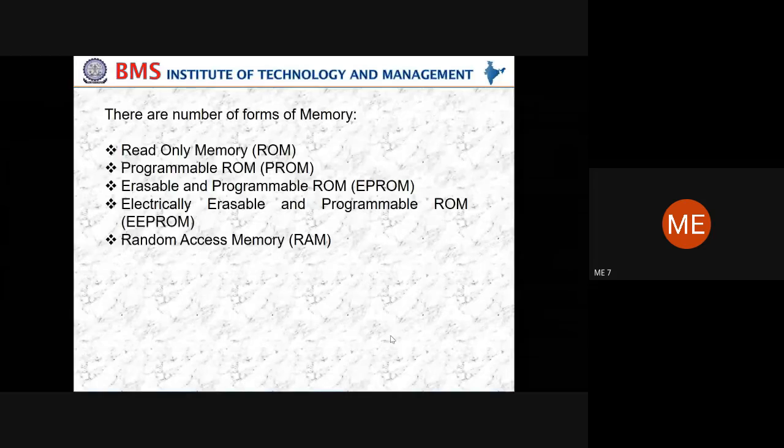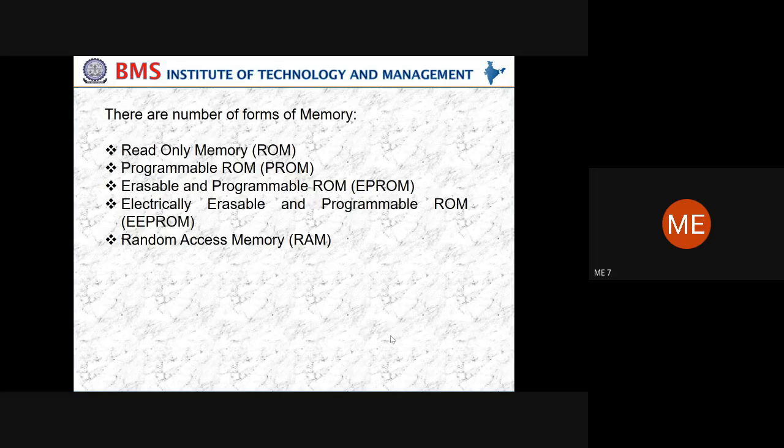Then subsequently we have one more, called the electrically erasable and programmable ROM, EEPROM, wherein rather than using ultraviolet rays, you apply a very high voltage for the purpose of erasing the content of the ROM. Those are the various cases under the ROM.